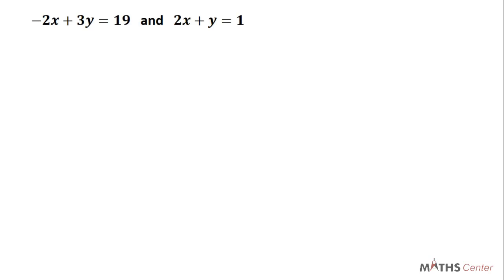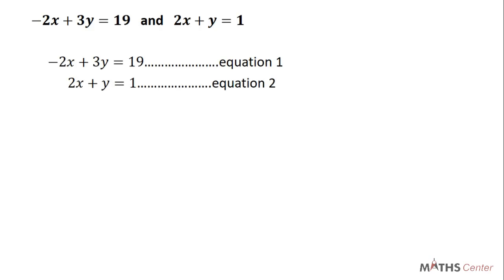Our question for this video is negative 2x plus 3y is equal to 19 and 2x plus y is equal to 1. So we are going to learn how to use the substitution method to solve this.